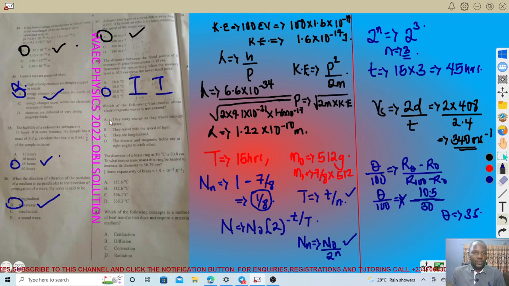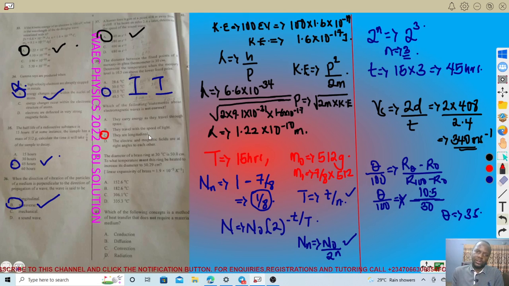So the next question, 38: which of the following statements about electromagnetic waves is not correct? They carry high energy is correct. They travel at the speed of light is correct. The next one says they are longitudinal. They are not longitudinal. That is the one that is not correct.